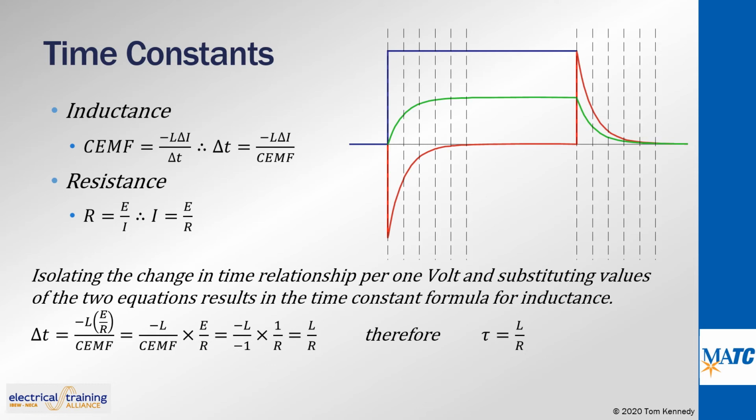Isolating the change in time relationship per volt and substituting Ohm's law into the counter-EMF formula, a formula to determine the time it takes for one time constant to be completed can be determined. This time constant formula would be the amount of time it would take to get to either 63.2% or 36.8% of the total value, depending on if the value is growing or decaying.